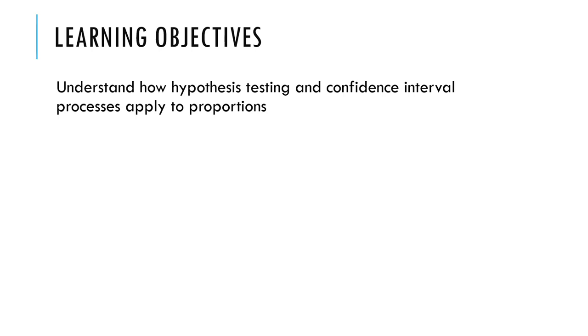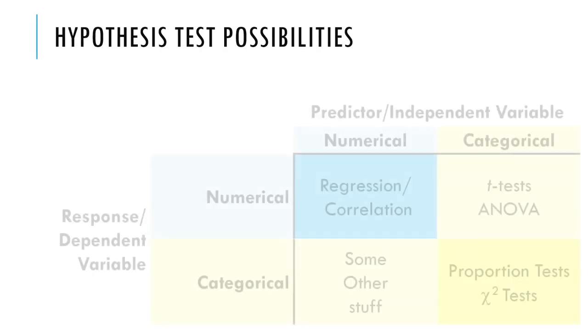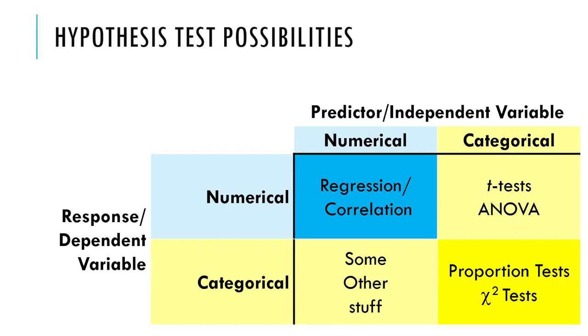So the learning objectives are just to understand how to apply hypothesis tests and confidence interval processes to the situation of proportions, which shouldn't be too difficult because you know how to do all the hypothesis testing stuff. We just need to plug in a couple of different numbers and a couple of different concepts. But this isn't brand new, tearing you down and redoing things.